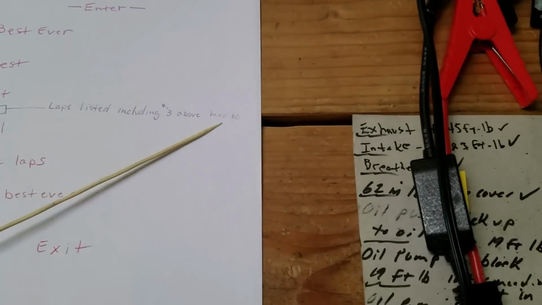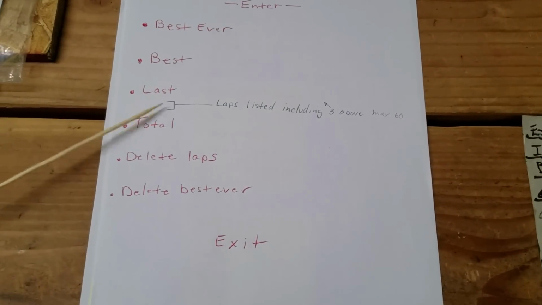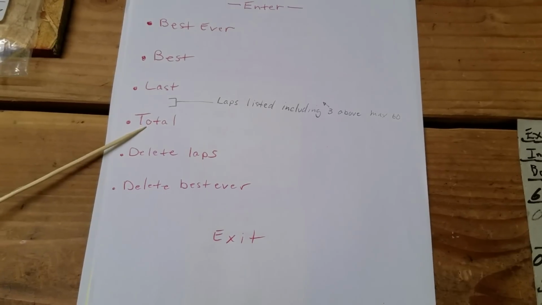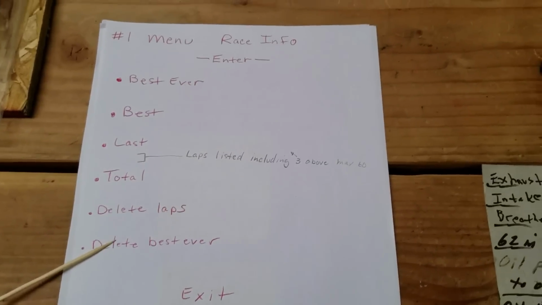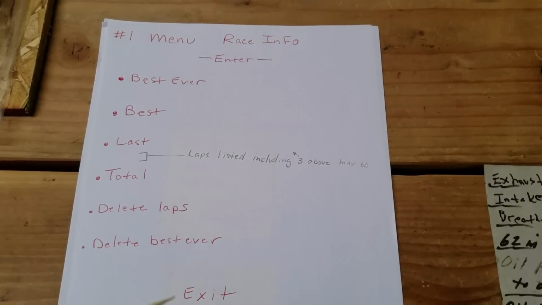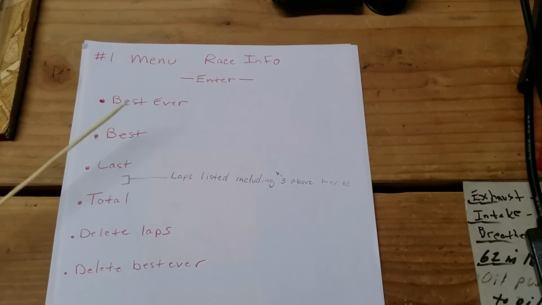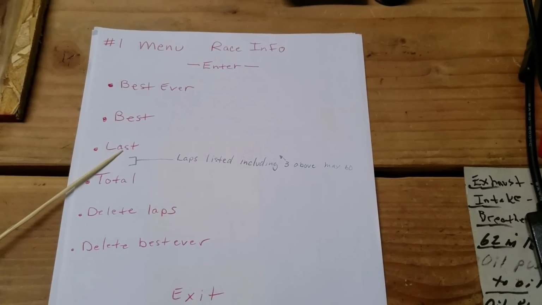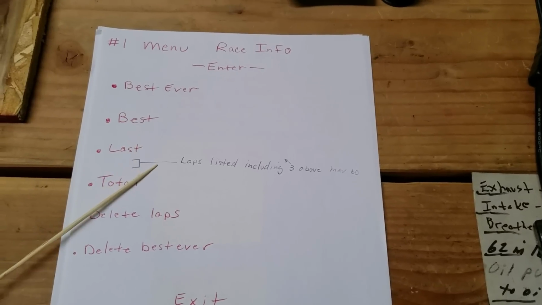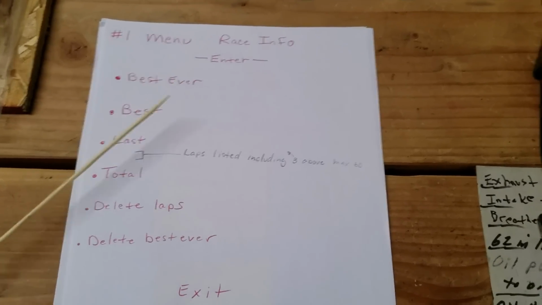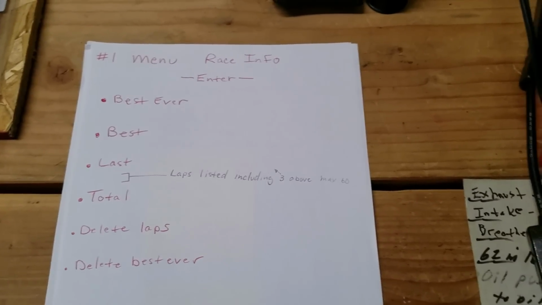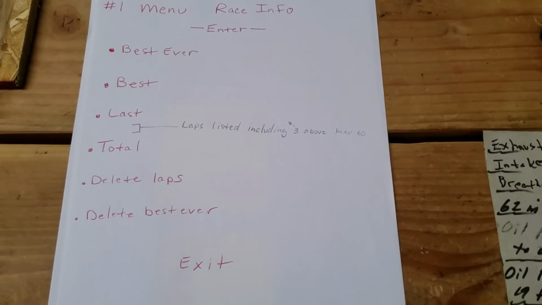You can store up to a maximum of 60 laps. Past that, you get your total time for your laps. You can delete your laps, and then you can delete your best ever lap and then exit out. But what I really want to show you here is we're going to go into race info and just take a look at one of the laps stored in here so you can see the telemetry that's available to you for each and every one of your laps. So let's get to it.